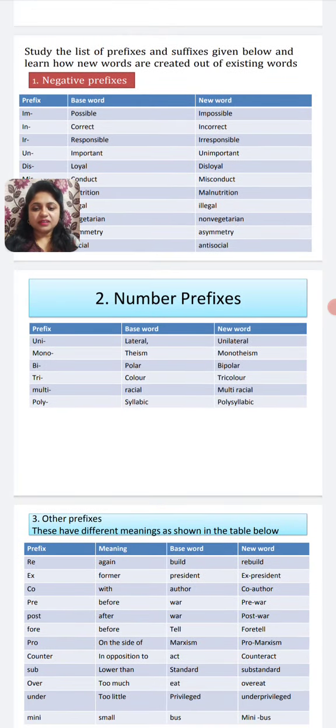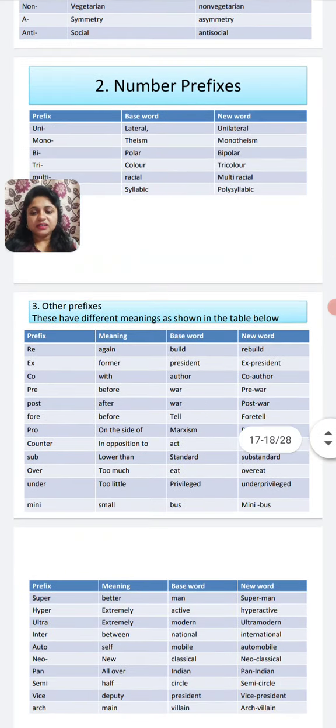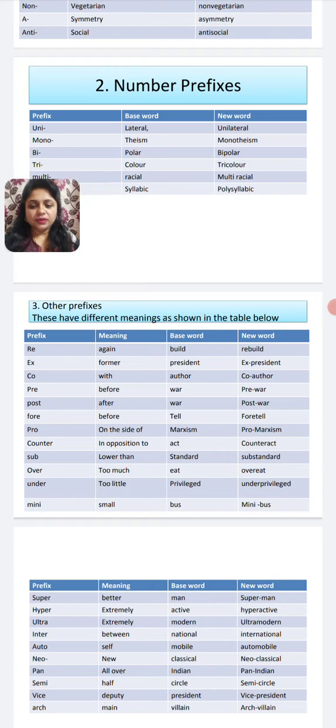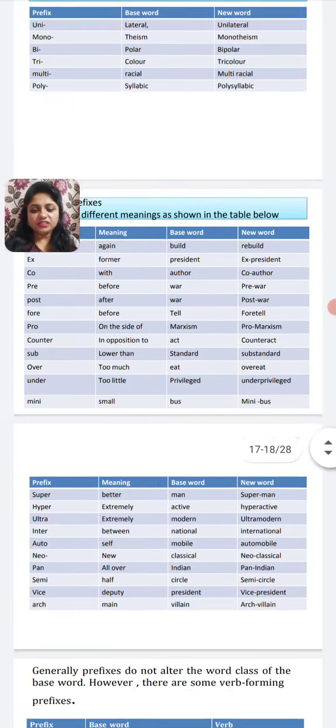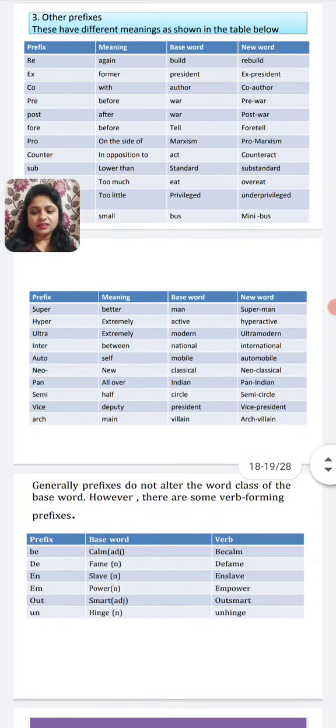So in this chart you will have certain prefixes like uni: unilateral, monotheism, bipolar, tricolor, multiracial, multinational, polyclinic or polysyllabic. Study the given chart. Here you will have certain prefixes, their meaning, base words, and how the new words have been created. So here I will give you one example of how re is used. Re is a prefix. The meaning of re is again, base word is build and new word is rebuild. So the whole chart gives an idea of prefix and suffix.